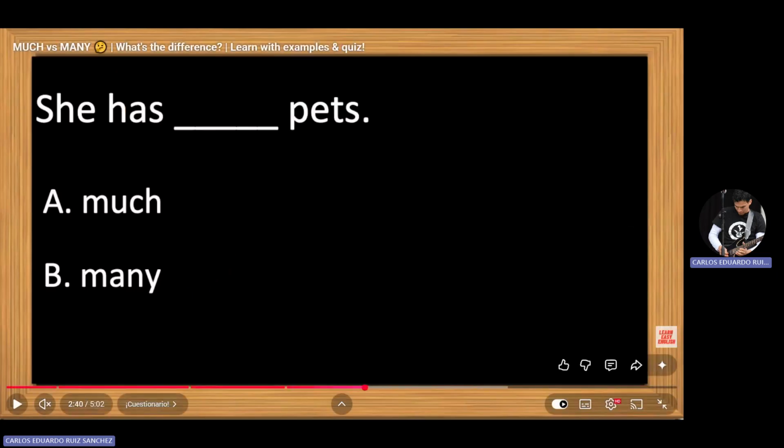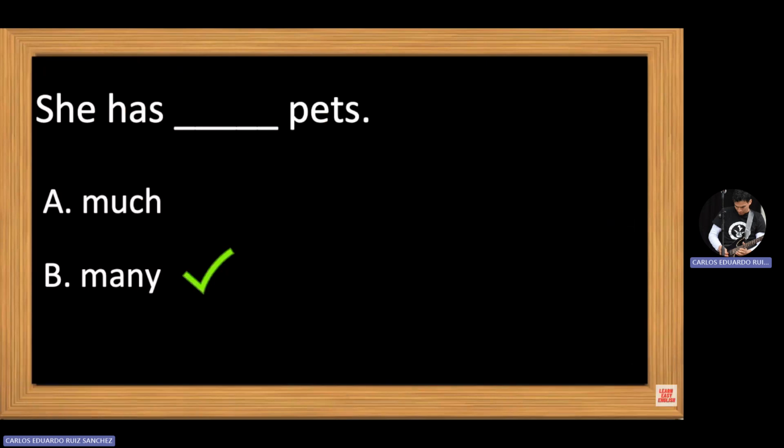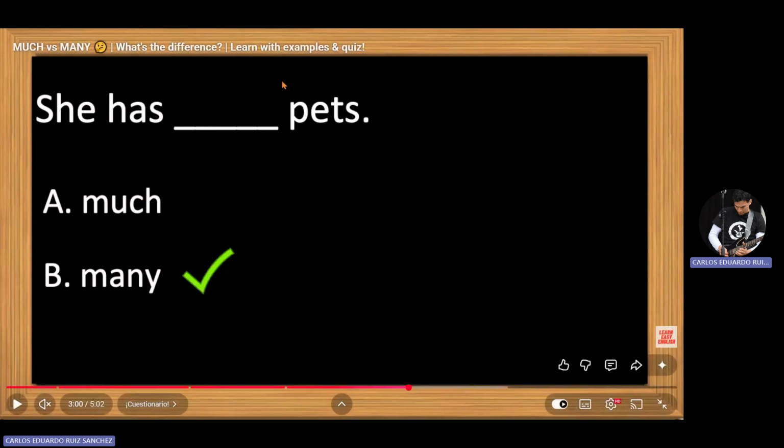Next one. She has many or much pets. This is the noun. The correct answer is many too. ¿Por qué many, teacher? Porque podemos contar las mascotas. Aquí puedo colocar un número. She has 3 pets. 3 mascotas. O muchas. Many pets.